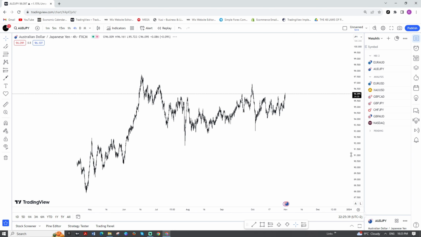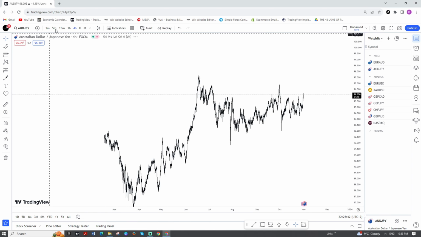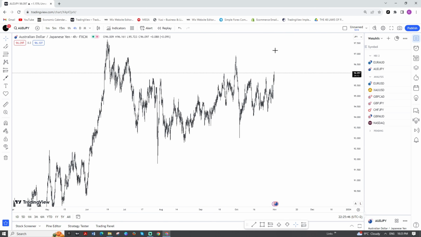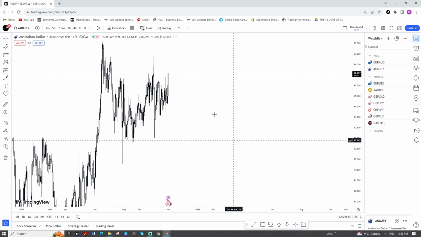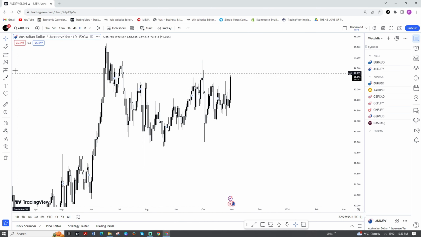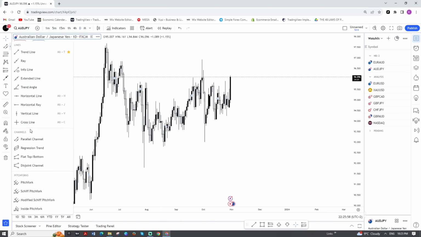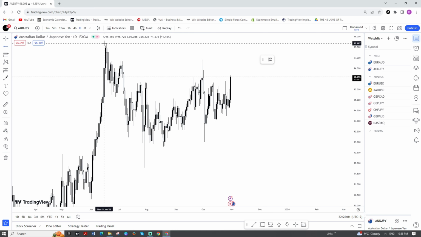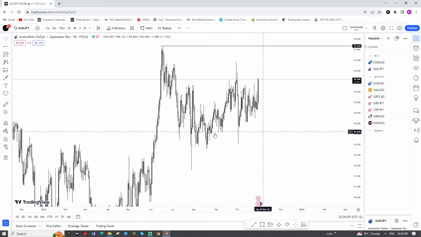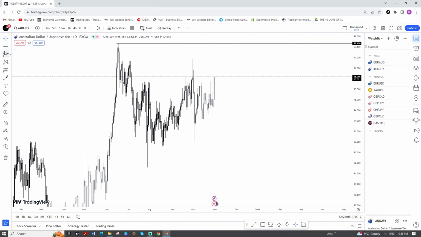So let me do this. I want to outline our working space, right? Our working space is probably going to be between this area. First of all, we're going to outline this high right here. It might be a valid high. Alright, guys, our working space might be somewhere between this area right here.